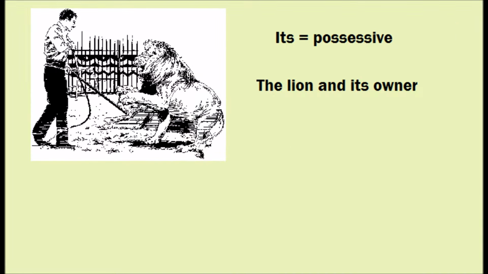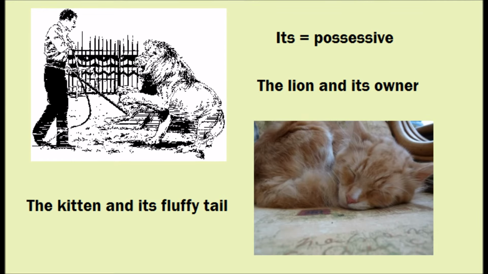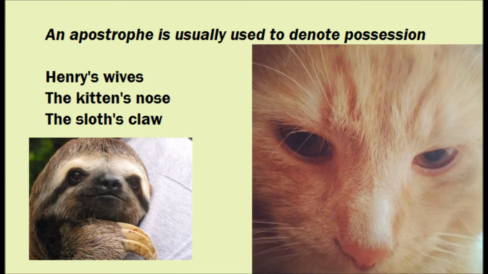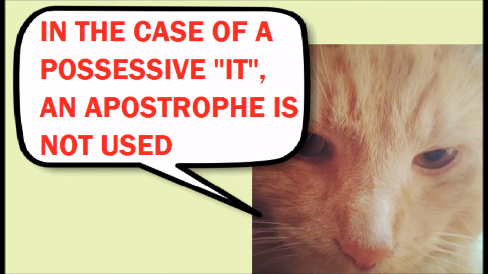Its without the apostrophe is used as a possessive pronoun to show ownership, so for example the lion and its trainer, the kitten and its fluffy tail. This rule can be quite difficult to grasp actually, as an apostrophe is usually used after a noun in English to denote possession, so in something like Henry's wives, the kitten's nose, the sloth's claw, an apostrophe is used. Just remember that on the contrary, in the case of a possessive it, an apostrophe is not used.